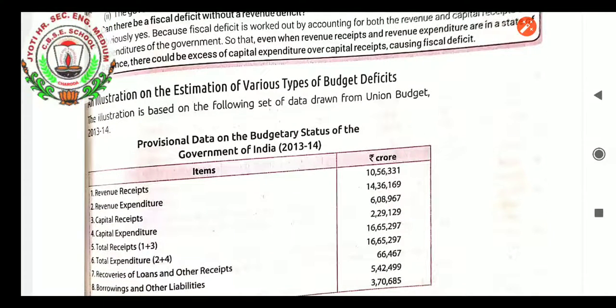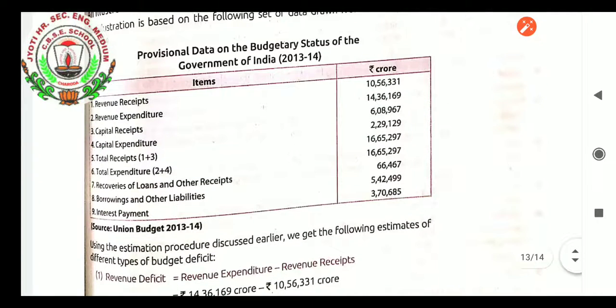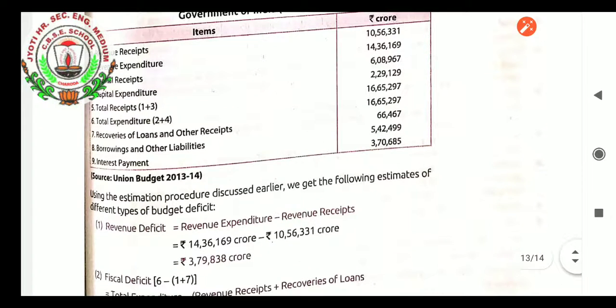Here is one question, an illustration on the estimation of various types of budget deficit. The illustration is based on the following set of data drawn from Union Budget 2013-14, the provisional data on the budgetary status of the Government of India, in rupees crores. Revenue receipts 10,56,331, revenue expenditure 14,36,000. Source: Union Budget 2013-14. Total receipts and total expenditure are given, along with how they have been calculated. Recovery of loans and other receipts, borrowings and other liabilities are given, and interest payment is given separately, as in the primary deficit interest payment will not be added.